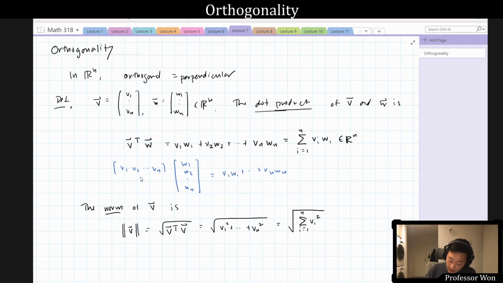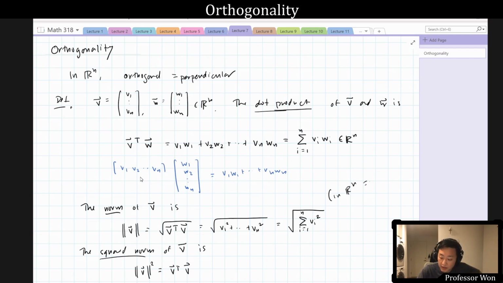This is the norm. Don't get it confused with the squared norm. The squared norm of v is just when you don't take the square root. So it's just this. If you dot v with itself, you get the squared norm. To get the classic norm, you have to take the square root. And in Rn, if you draw a picture, say in R2, you should check for yourself by using the Pythagorean theorem, the norm is exactly the length of the vector, the magnitude of the vector.